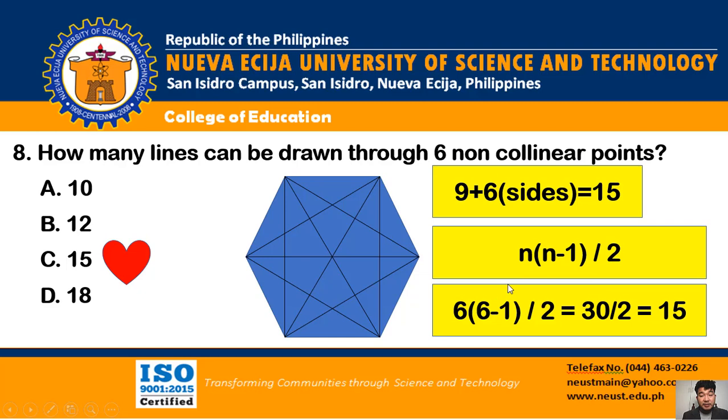You substitute 6 into n because n stands for the number of non-collinear points. 6 times the quantity of 6 minus 1 divided by 2. So you will have 6 times 5, which is 30 divided by 2. That is equal to 15.